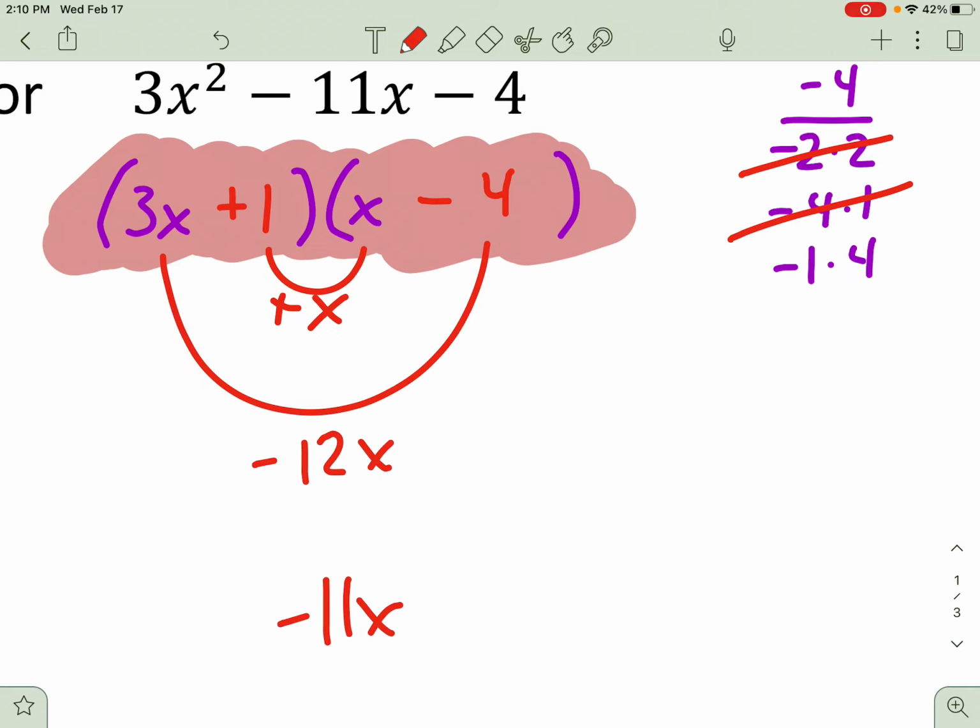Okay, so that's how you do guess and check. You got to keep trying it, keep trying it, keep trying it, keep checking your work by multiplying until you get the correct middle term.